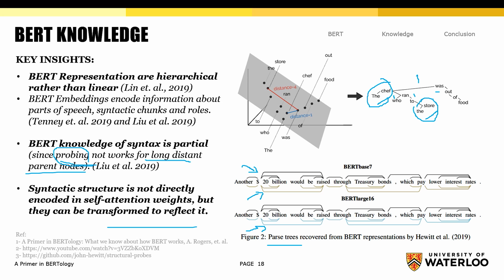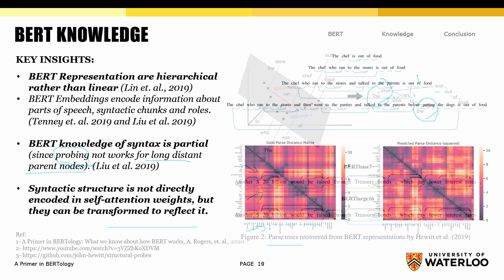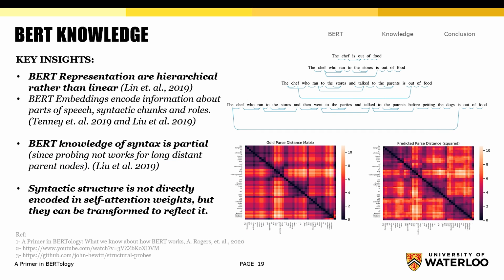As you can see in this example, the gold parse distance matrix is very similar to the parse distance matrix predicted by BERT. It's quite interesting to achieve something like that, because the main objective of BERT is not even related to these things. It's an unsupervised language model objective, and it's impressive that it can in the end come up with something like this.